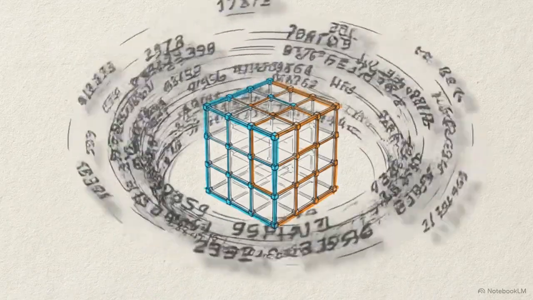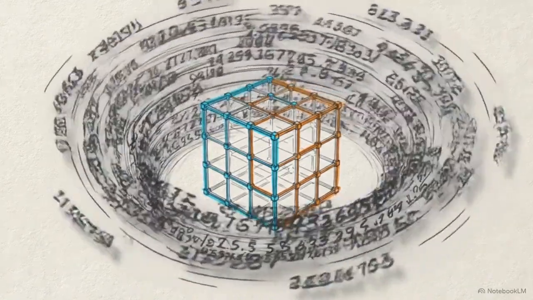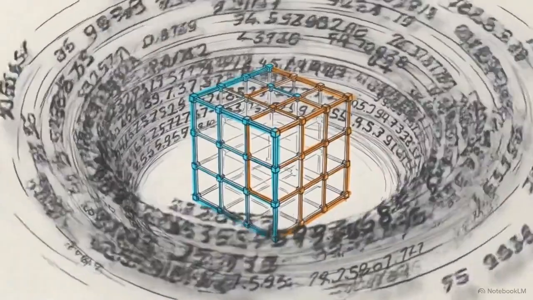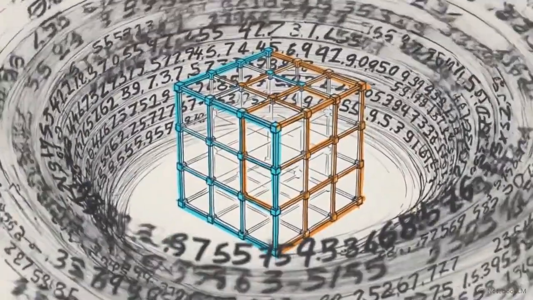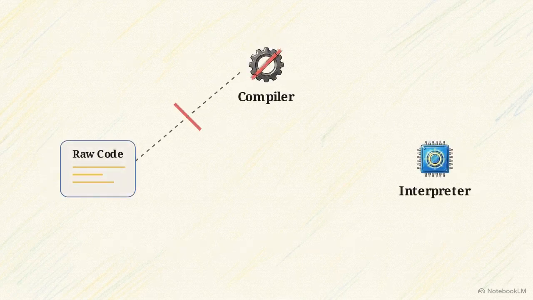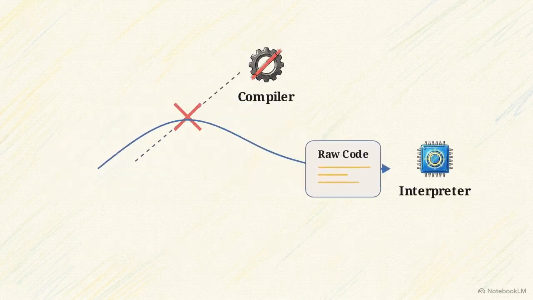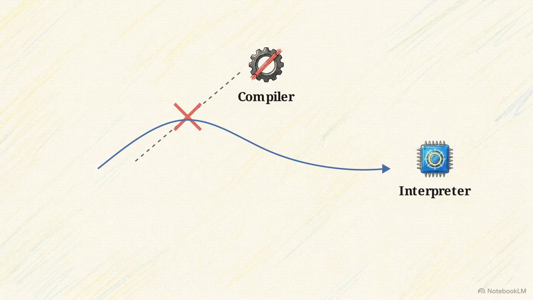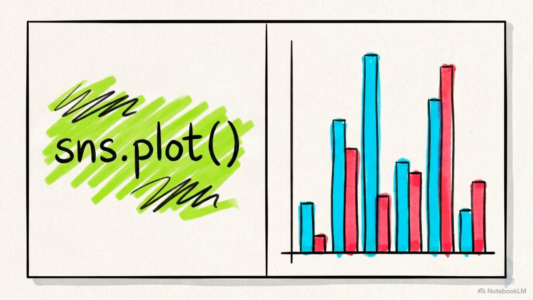Look at a raw dataset and your brain sees abstract noise. Thousands of rows of numbers offer no direction until they coalesce into a visual structure. Python is an interpreted language. Because you do not have to wait for your code to compile into machine language first, you can write a line of logic and see the visual result almost instantly.